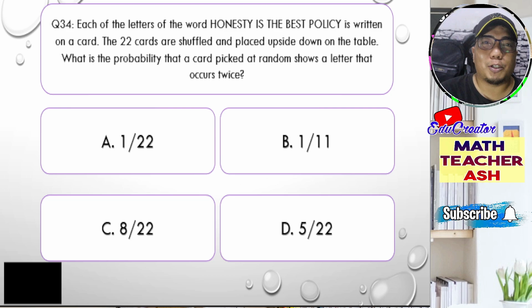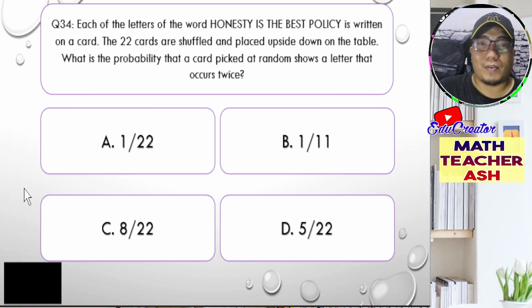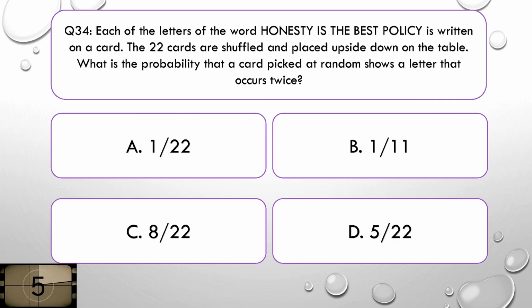Question number 34. It's the same scenario, but we have a different question. What is the probability that a card picked at random shows a letter that occurs twice? Is it A, 1 over 22, B, 1 over 11, C, 8 over 22, or D, 5 over 22? I'll give you 5 seconds to think about your answer.